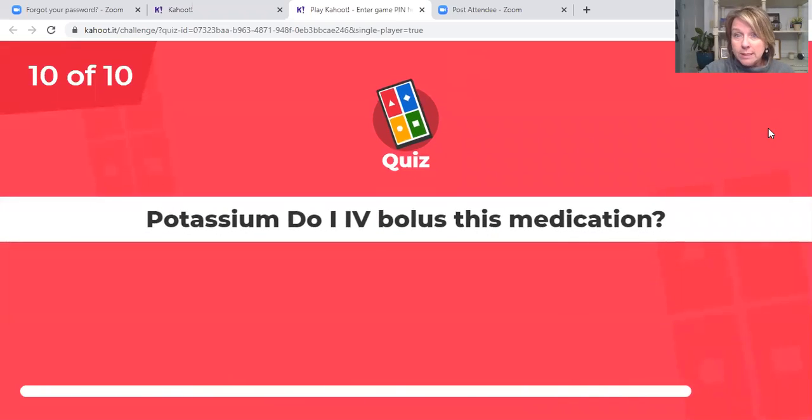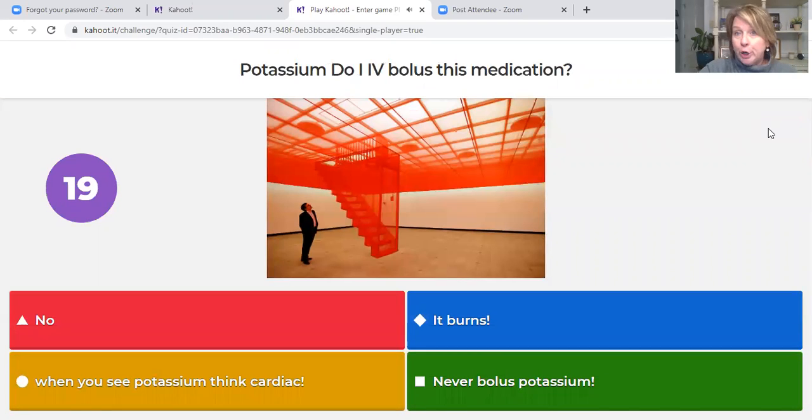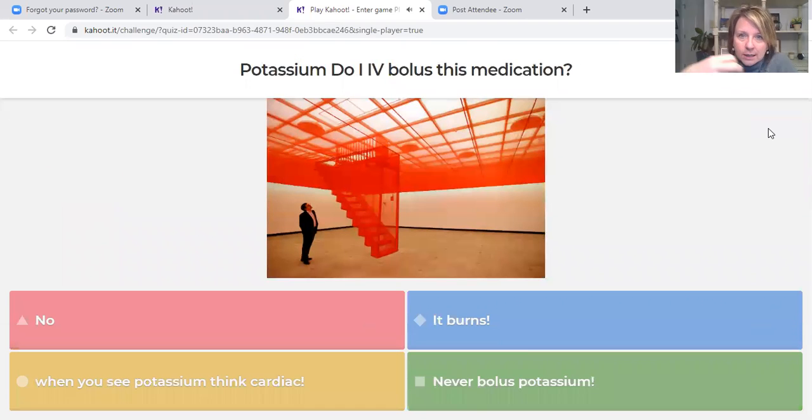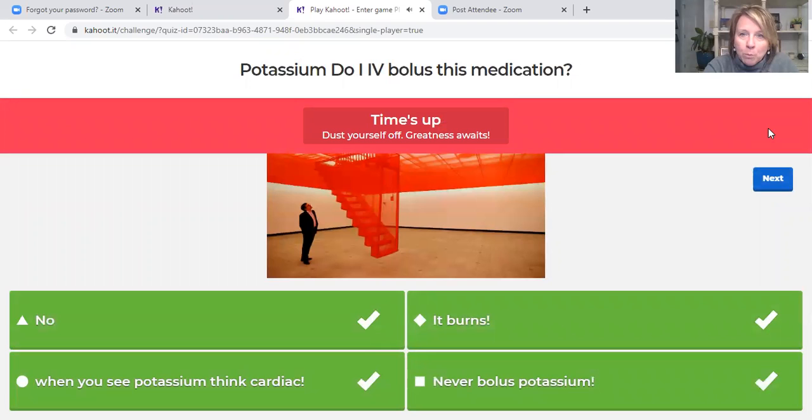Potassium, do I IV bolus this medicine? No, never bolus potassium. When you see potassium, think cardiac, and it burns. So things you need to know about a potassium IV drip is it can cause cardiac arrest. When you see potassium, think cardiac. We give this for lethal injection. That is part of the lethal injection, to give a potassium bolus. Never bolus. It is slowly infused, and it is dilute because it burns. Dilute, because it burns. Sometimes patients will go, oh my gosh, I can't stand it.